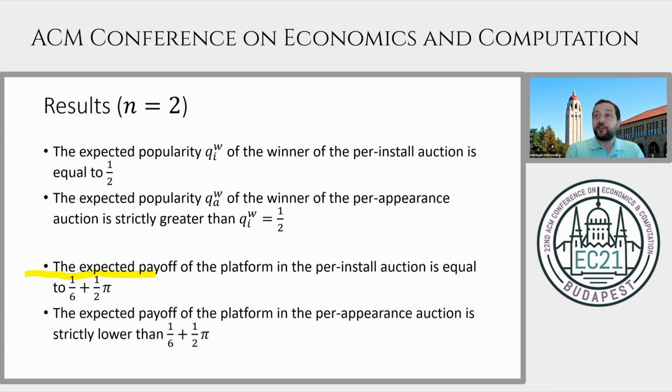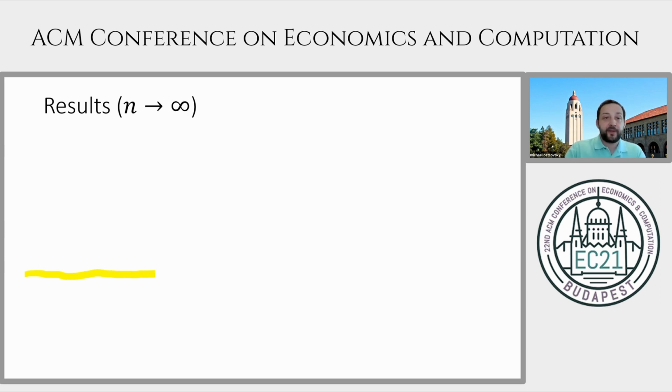However, things are reversed when you look at the payoff for the seller. For the seller, the expected payoff is higher for the per install auction than under the per appearance one. And an important component of that is the fact that when a user does not choose the winner, they default to the platform's own search engine, and that gives the platform the payoff of pi.